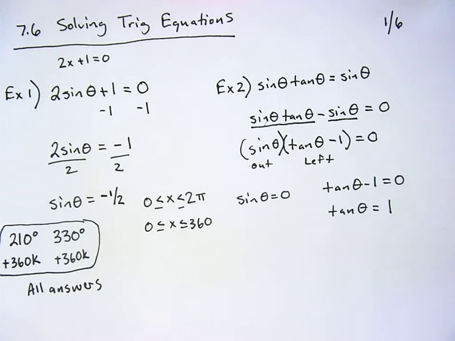So why don't you try this with your partner right now. Find all the answers from 0 to 360. You don't have to add the 360k or anything like that. Talk to your partner. Where does sine equal 0? Where does tangent equal 1? Positive 1.